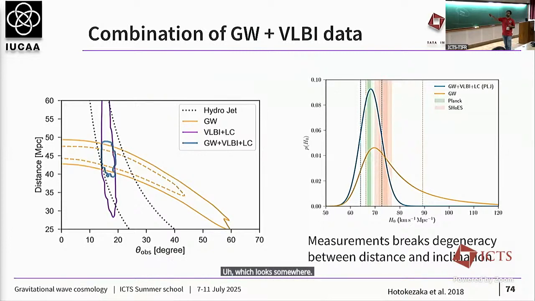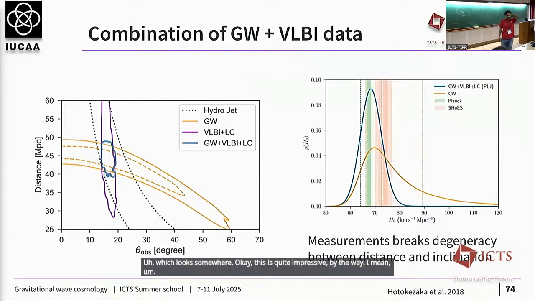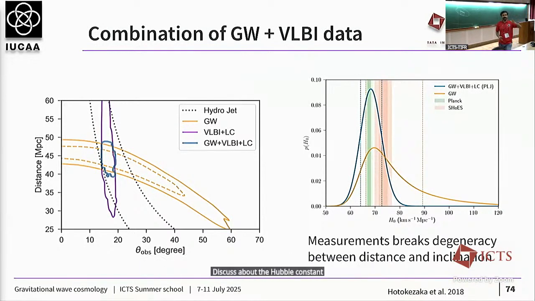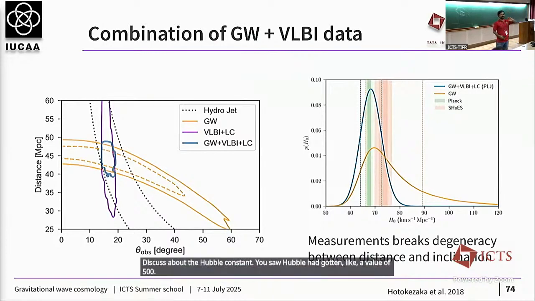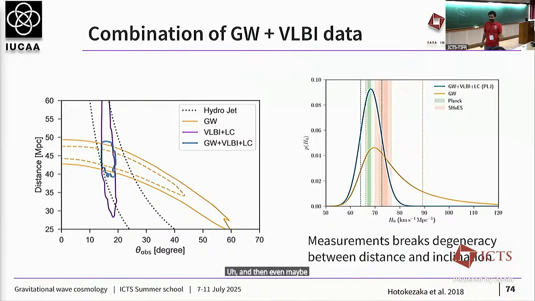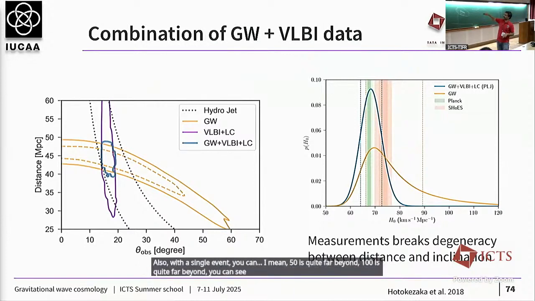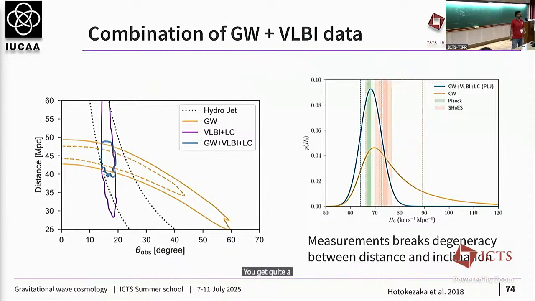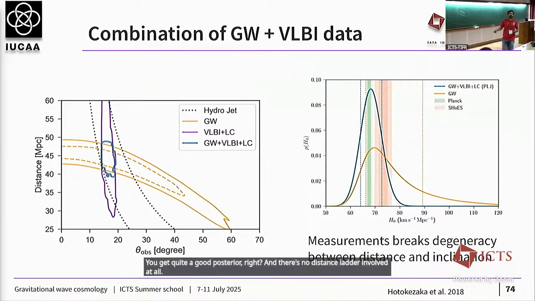Okay, this is quite impressive, by the way. In the early ages, when we were trying to discuss the Hubble constant, you saw Hubble had gotten a value of 500. And even maybe 70 or 80 years ago, there was confusion whether the Hubble constant is actually 70 kilometers per second per megaparsec or 50 kilometers per second per megaparsec. With a single event, 50 is quite far beyond, and 100 is quite far beyond. You can see that with a single event, you get quite a good posterior. And there is no distance ladder involved at all in this. So it's quite impressive what we can do with a single event.